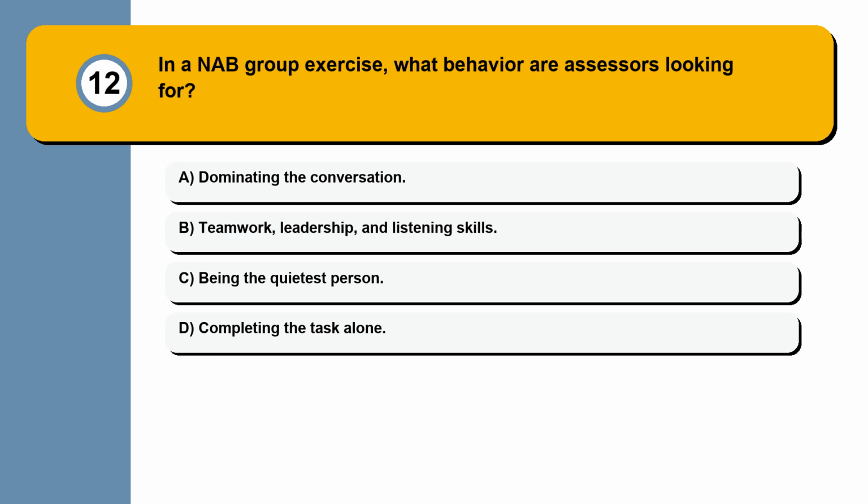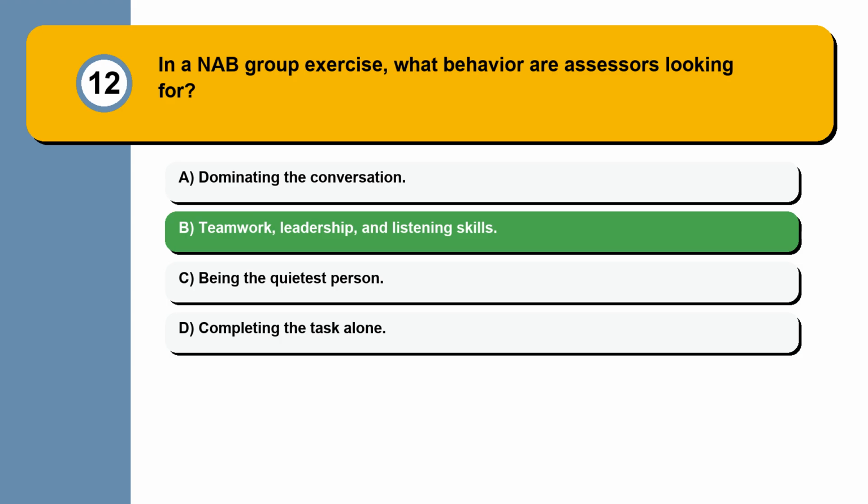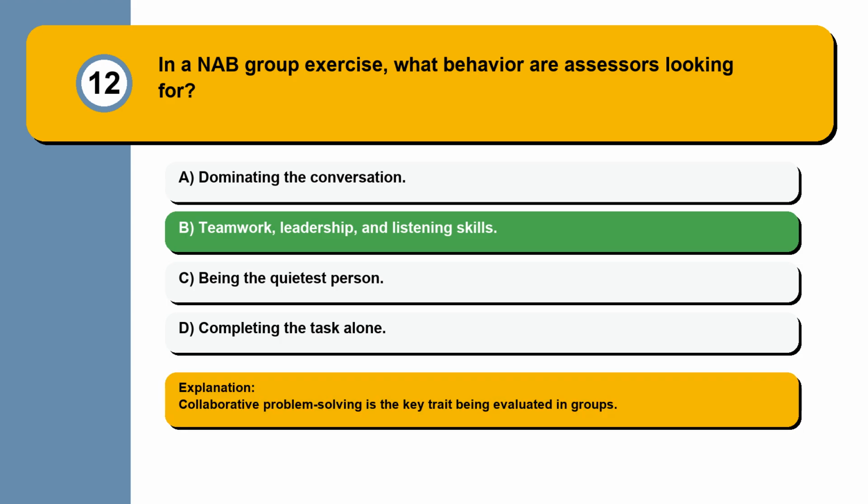Question 12. In a NAB group exercise, what behavior are assessors looking for? Dominating the conversation, teamwork, leadership, and listening skills, being the quietest person, completing the task alone. Collaborative problem solving is the key trait being evaluated in groups.